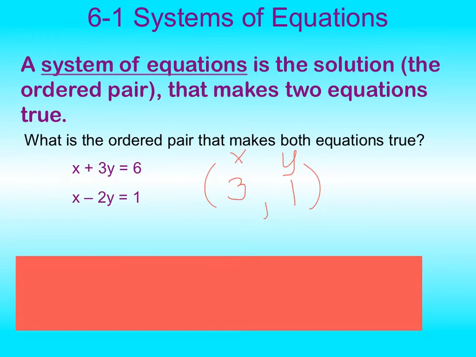Not all of them are this easy, but that's just a general look at how systems work. It's an ordered pair that makes both equations true. When it's graphed, it's where they intersect. When it's not graphed, it's the ones that can be plugged in to make them both true.